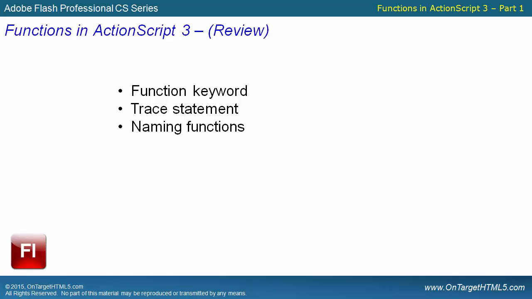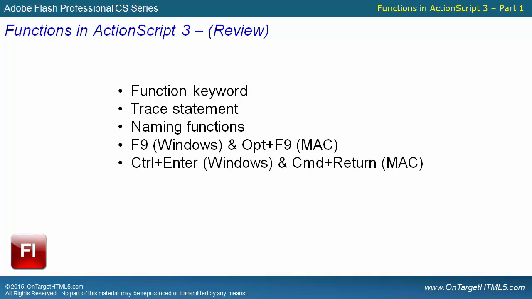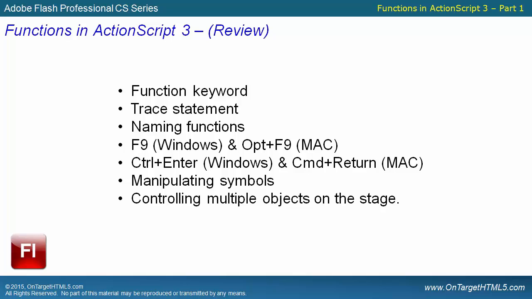We talked about how we name functions and how I like to use camel case to make the names easier to read because we don't want to use spaces. We're going to follow the same naming conventions that we talked about in an earlier tutorial, both in the beginning of the tutorial series and as we talked about variables. We use the F9 key to open up our Actions panel in Windows and Option-F9 in the Mac. We talked about using Control-Enter to test our movies in Windows and Command-Return in the Macintosh. And we manipulated symbols on our stage using functions inside of ActionScript. We also looked at controlling multiple objects on our stage in a single function.